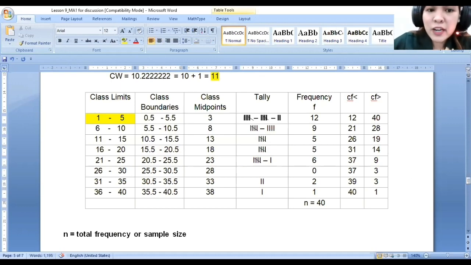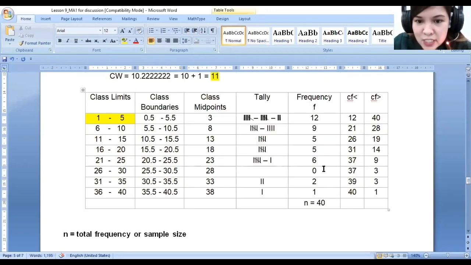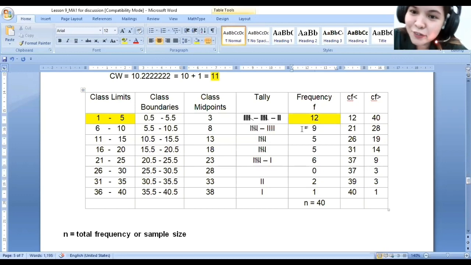Okay? So, more likely, when it comes to the number of kilometers na tinakbo ng tao, nung mga in-interview nyo, ano yung pinaka-highest natin na frequency? 12. Nakita nyo ba? So, more likely, yung mga tao, nanggagaling lang siya sa 1 to 5 kilometers away from that Greenbelt Mall. Do you follow? Kasi siya yung pinaka-highest frequency.